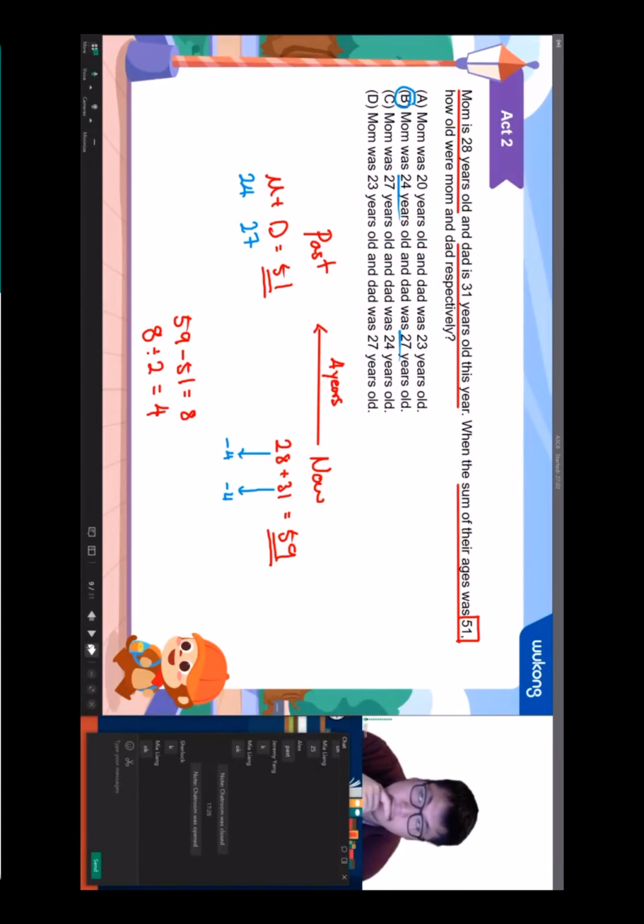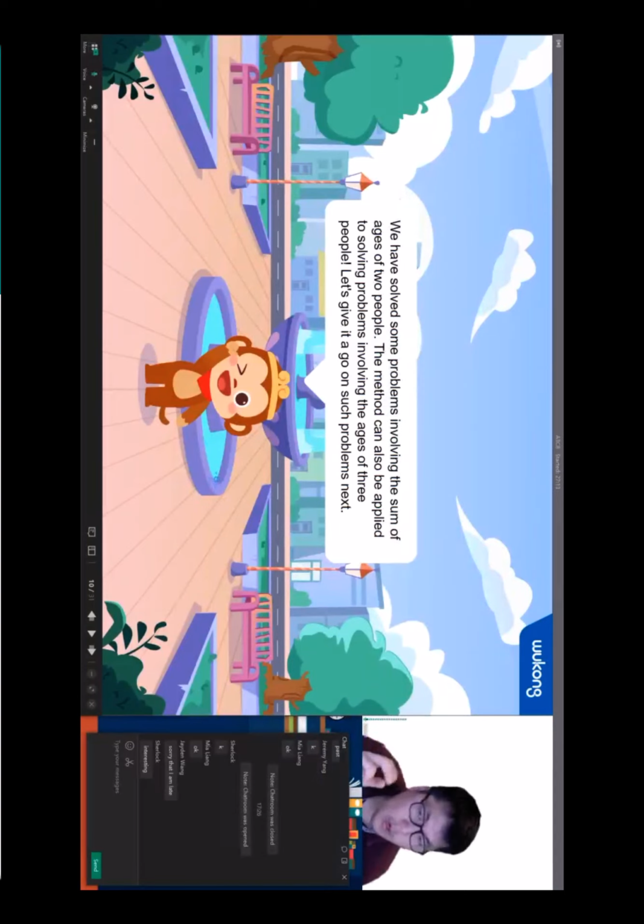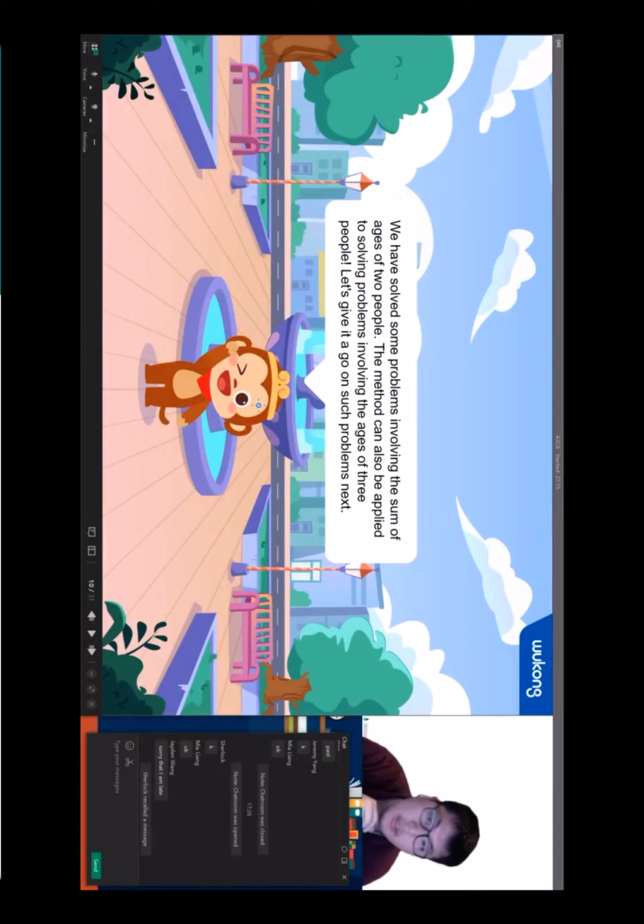Okay, so very good. So, guys, we have solved some problems involving the sum of ages of 2 people. That's why we were dividing it by 2. But we can use the same method for more people, guys. Okay, so let's have a look.